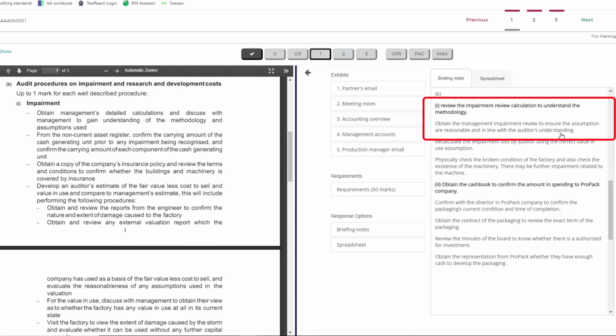There's nothing about a particular assertion. This could have been even better if it had talked about a financial statement assertion, which would be the accuracy of the calculation. But I like it anyway. This is going to get a full mark.